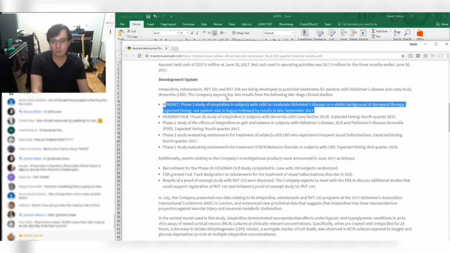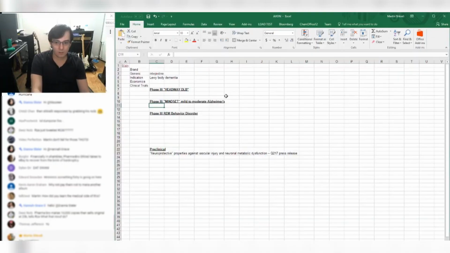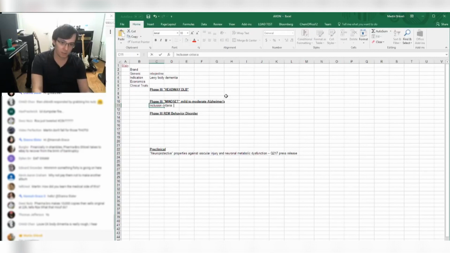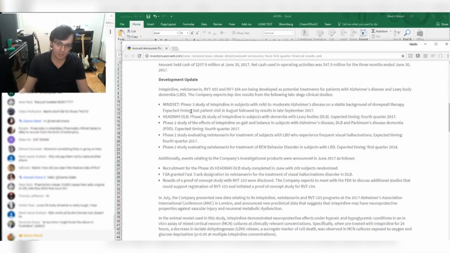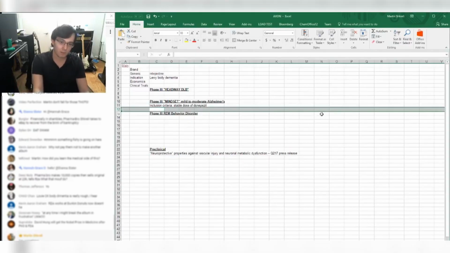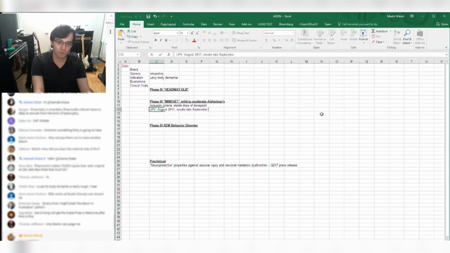All the patients are on a stable background of donepezil, which is Aricept. So we say sort of inclusion criteria, stable dose of donepezil. Expected timing, last patient visit in August, followed by results in late September. So last patient visit, August 2017, results late September 2017. So this is coming up pretty soon.